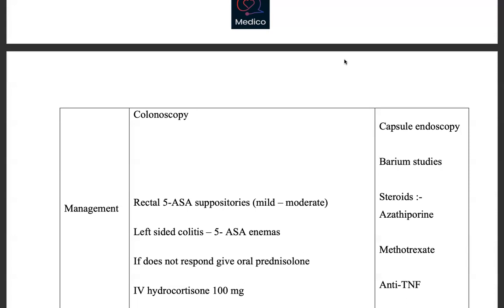But when you're managing a patient with Crohn's disease, it's very important for you to first of all exclude other conditions as well, other extraintestinal manifestations as well. So there can be malabsorptions, there can be sepsis, there can be stricture formation. So it's very important for you to exclude these first before starting immunosuppressives.